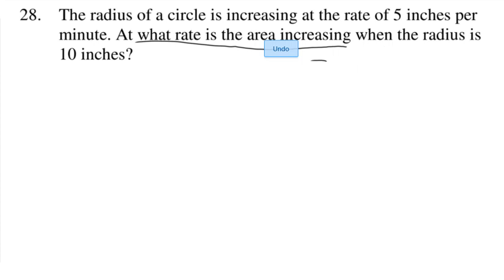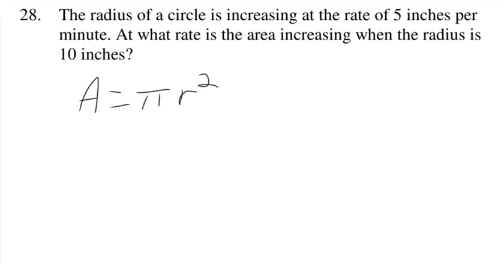Now you have to remember the formula for the area of a circle. The area of a circle is equal to pi times the square of the radius. And now, to find the dA dt that we're looking for, we have to go ahead and take d dt on both sides. Our goal in the end will be to have a number for dA dt.